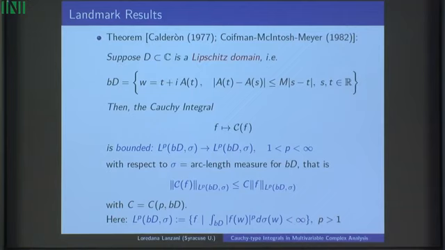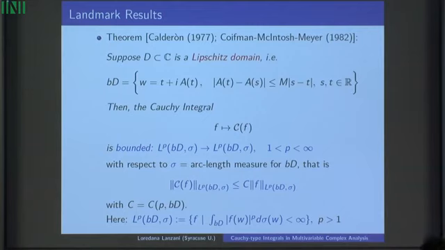And so the landmark result says the following. Suppose that your domain is the boundary of a Lipschitz curve. This means that you can, at least locally, here we have it globally, describe it as the graph of a function a of a real variable that is Lipschitz with constant m. Then the conclusion is that the Cauchy integral interpreted as a principal value or a singular integral operator is bounded in the Lebesgue space L^p for p in the full range from 1 to infinity with respect to arc length measure.